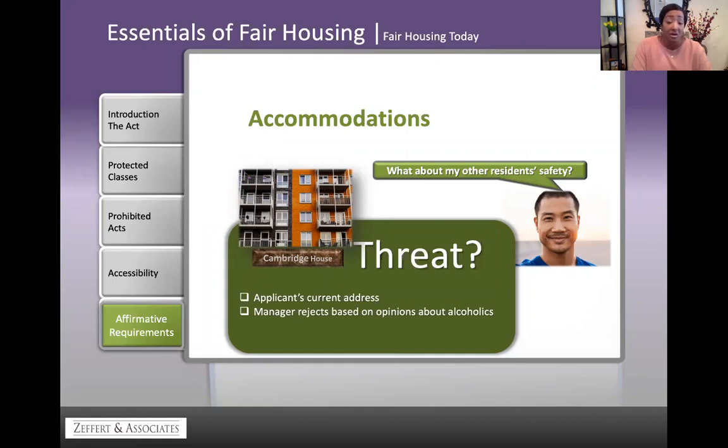The rejection, though, guess what, is unlawful. It's illegal because it's based on a generalized stereotype related to a disability rather than an individualized assessment of any threat to other persons or the property of others based on reliable, notice that word, objective evidence about an applicant's recent past conduct. You've got to go by what's objective and not how you feel, what your fears are.